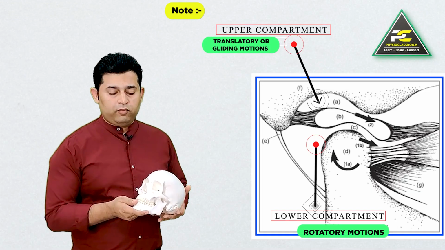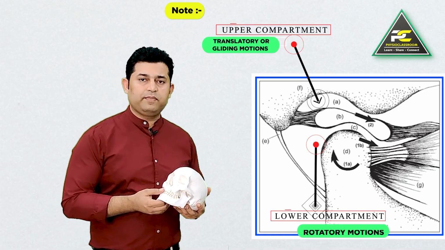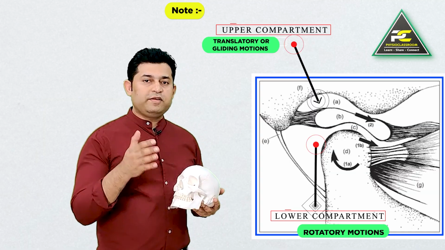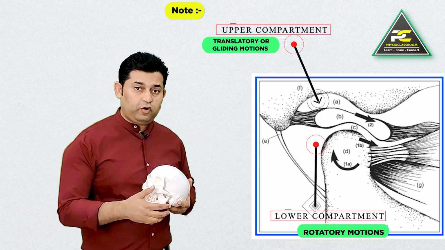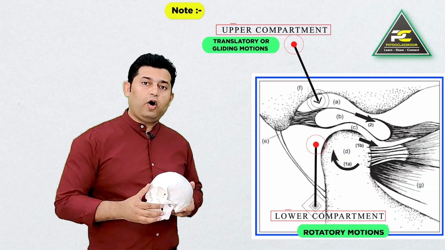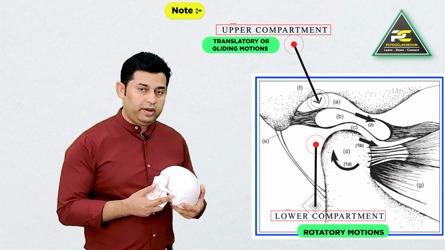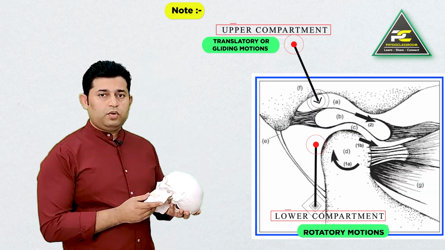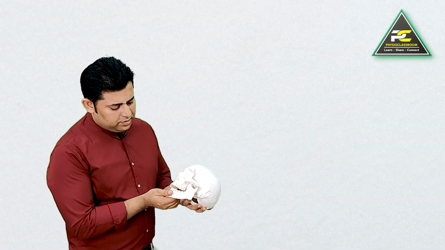During the mandibular movements of depression, elevation and side-to-side movements, there are sliding and rotatory movements taking place. What is important to note is that the upper joint compartment is responsible for producing the translatory or gliding motions, whereas the lower compartment is responsible for producing the rotatory movements. In this video, we will be discussing and demonstrating the strategy to treat reduced mouth or jaw opening.